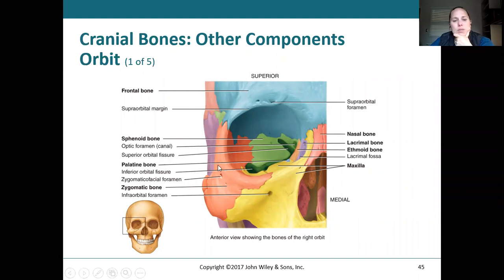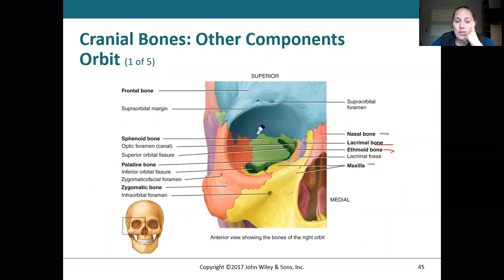The orbit's going to be this large opening that you see here for the eye, and you've got several different bones articulating there. You've got your frontal bone that's providing the top component of that, your sphenoid bone that's at the back of the orbit, as well as your palatine, your zygomatic, your nasal bone, your lacrimal bone. Again, your lacrimal bone is going to be that very small purple bone you see right there, as well as your ethmoid and your maxillar bone.